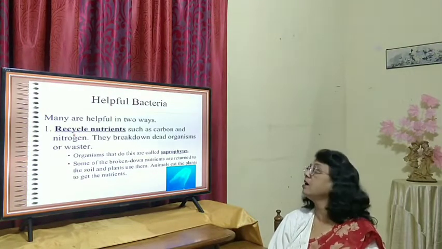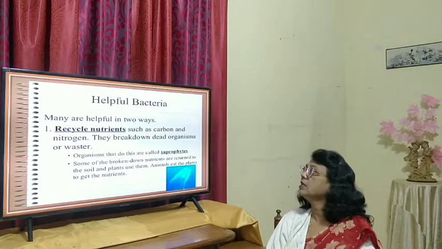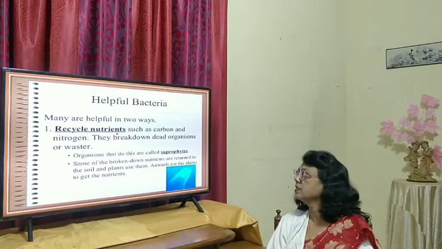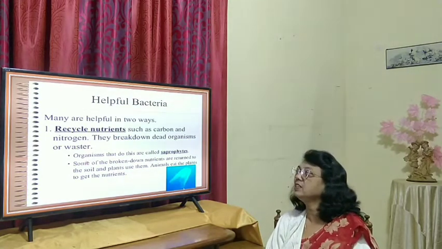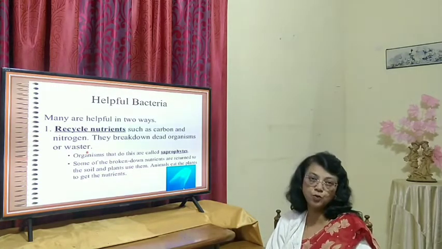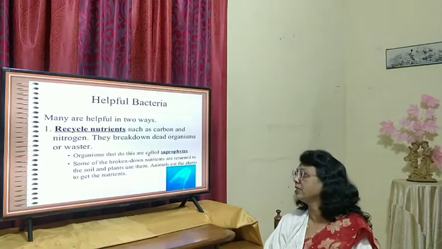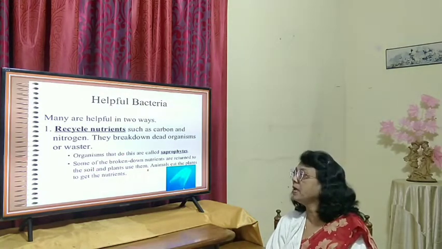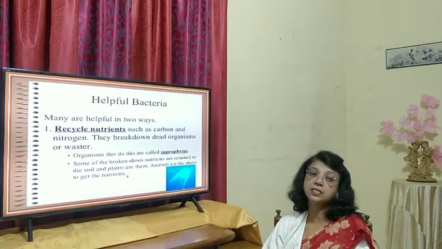Many bacteria are helpful in two ways. They recycle nutrients. That means the carbon and nitrogen are being recycled. They break down dead organisms or waste, and in this way they recycle the carbon and nitrogen. Organisms that do this are called saprophytes. Some of the broken down nutrients are returned to the soil and plants use them. Animals eat the plants to get these nutrients.